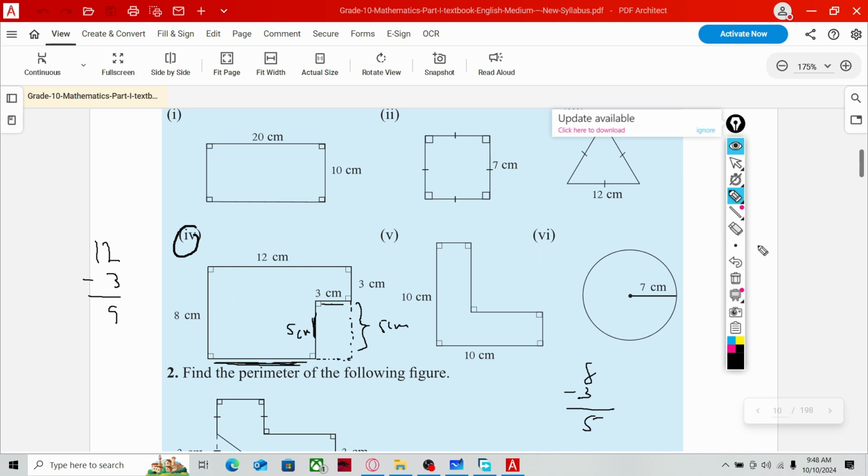Right? So now we can find the perimeter, since I have found all of it, right? We now know the unknown lengths. This one is 5, and the other one is 9. So what's the perimeter? You simply have to add 12 plus 3 plus 3 plus 5 plus 9 plus 8.